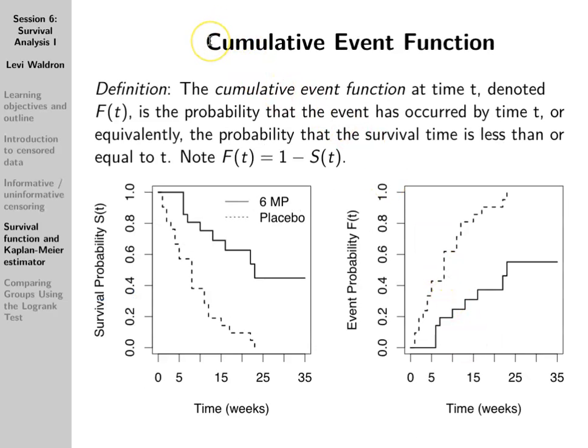Okay, another related function is the cumulative event function, and all it is is 1 minus the survival function. So whereas the survival function was the probability of surviving up until a certain time, this is the probability of having an event by that time. So if on the left here we're showing the survival probability, it always goes down. On the right is the event probability. It's just 1 minus the other one, and it goes up.